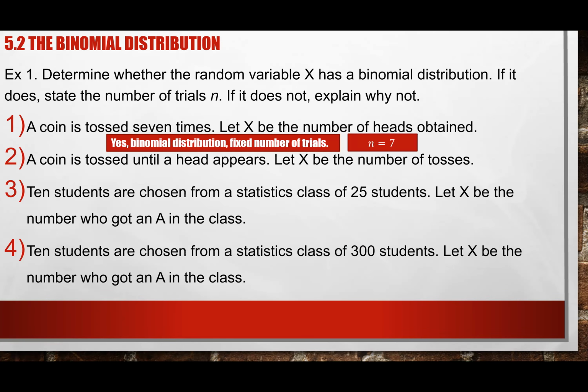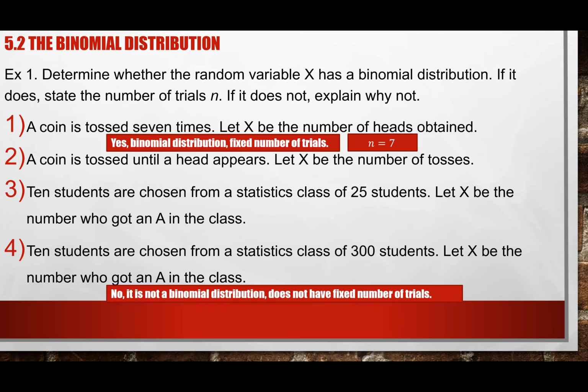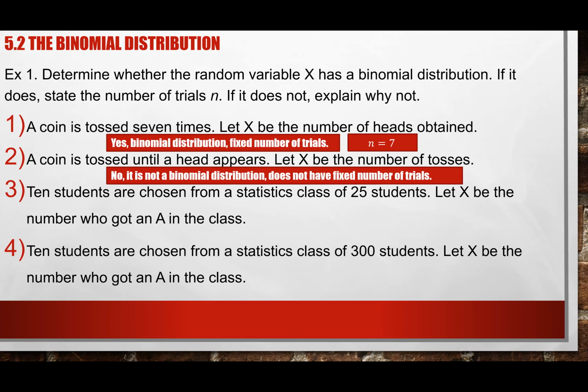And what's the difference between 1 and 2? Well, number 2, they say a coin is tossed until the head appears. We don't know the fixed number of trials, right? Because the first time the head can appear, or the 10th time, or the 50th time. If my luck is bad, I can flip the coin 50 times. This might not be that much, but it can happen, right? So we don't have a fixed number of trials, and because we don't have a fixed number of trials, this is not a binomial distribution, okay?